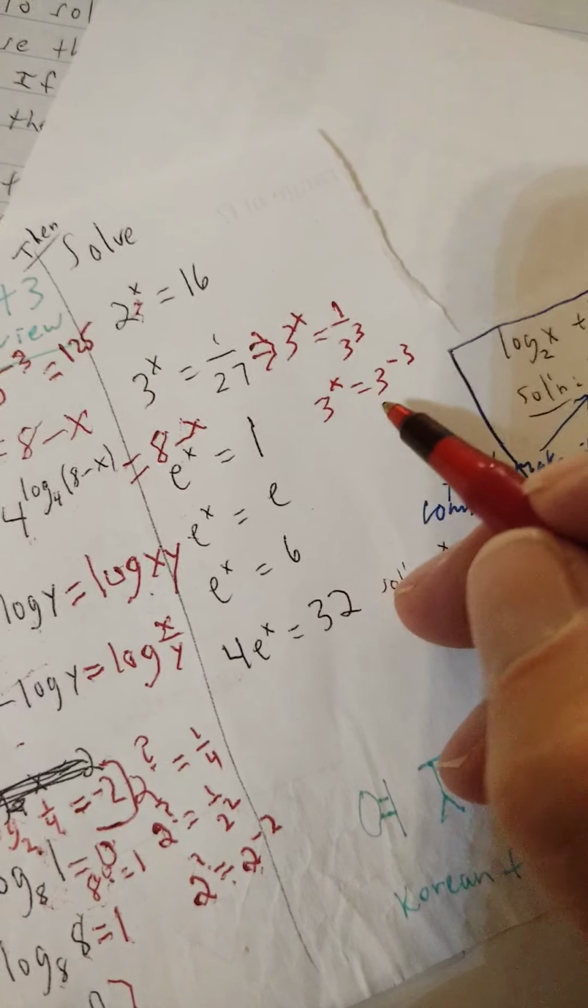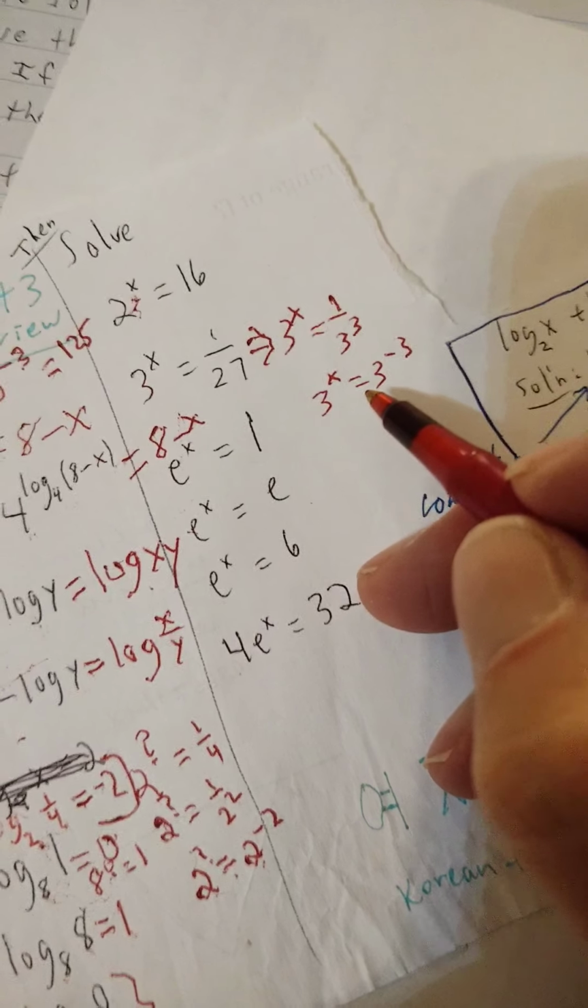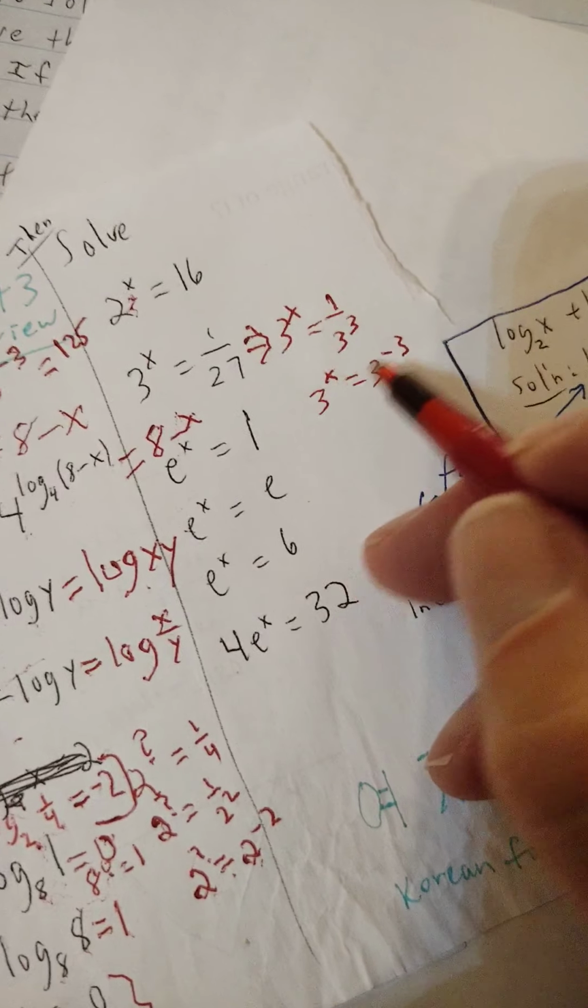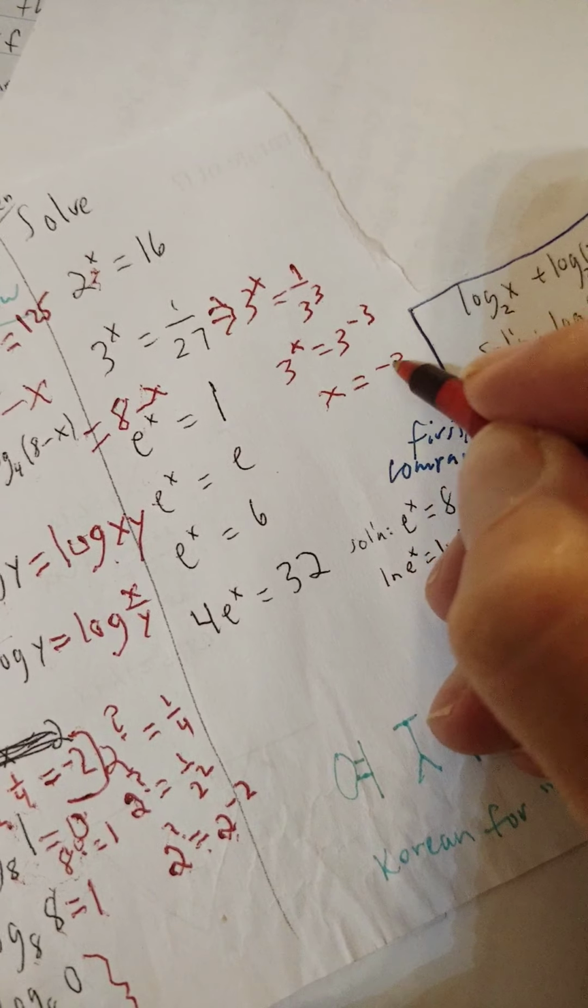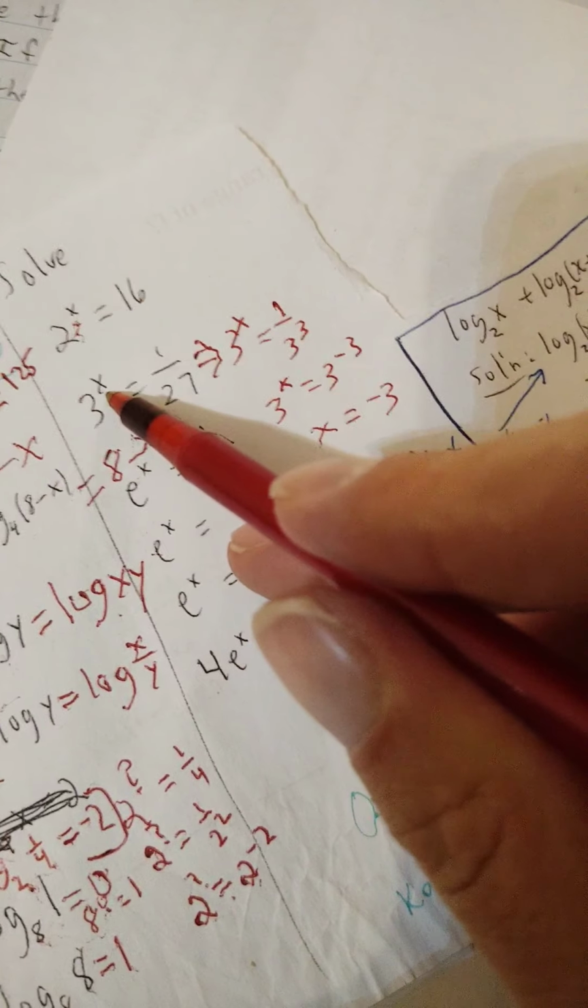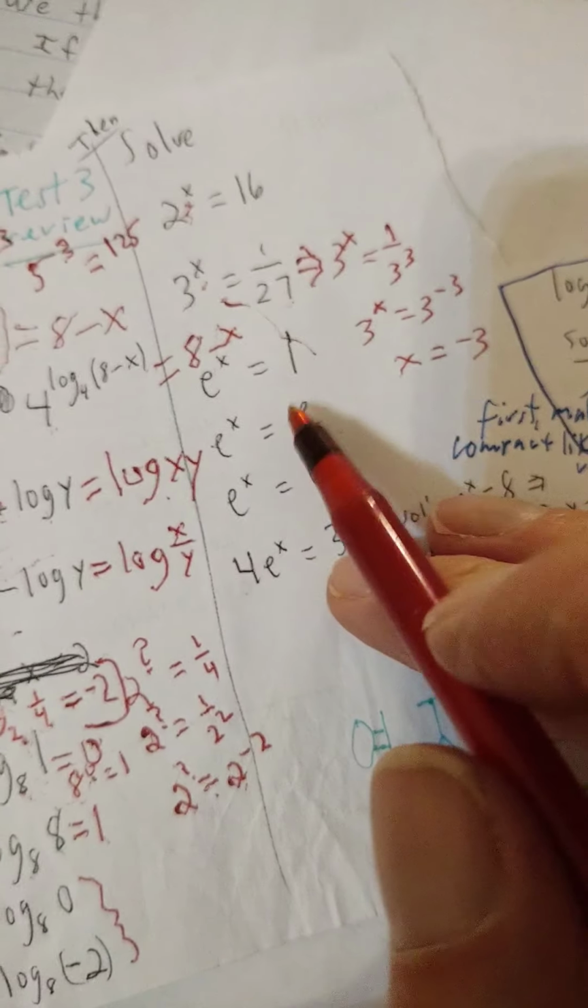It's compact like a Volkswagen. The bases are the same. They're equal to each other. So the exponents have to be the same. So x equals -3 is the answer then. And sure enough, doesn't 3 to the -3 equal 1 over 27? Yep. What is this one?